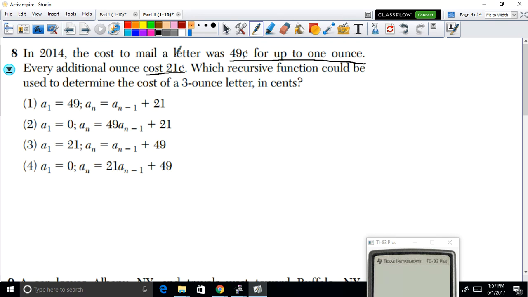Now, the question is, which recursive formula or function could be used to determine the cost of a 3-ounce letter in cents. Okay. Now here, let's just look at notation. A1, you can look at this as some kind of a sequence. Now, what kind of a sequence do we have? Because we have arithmetic or geometric. This is an example of an arithmetic sequence.